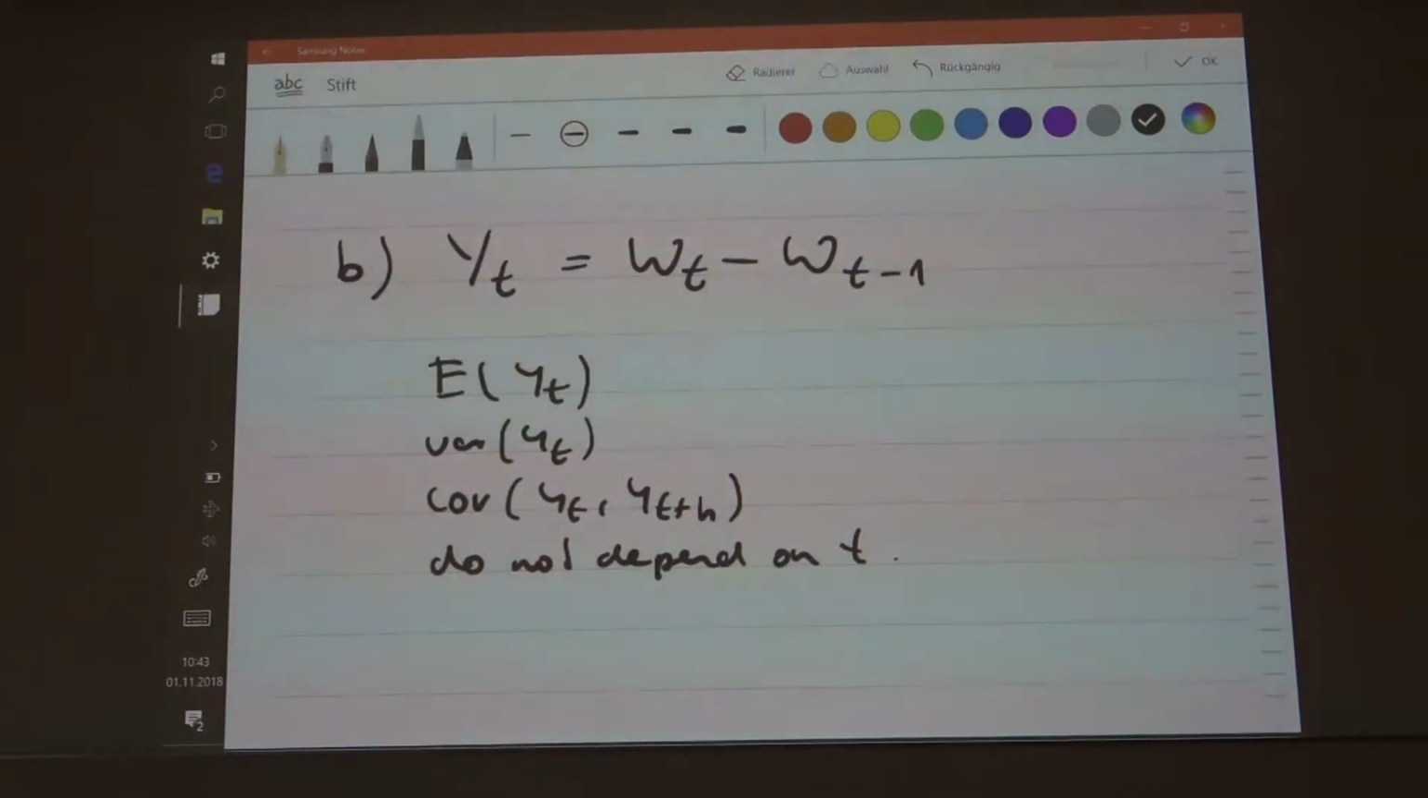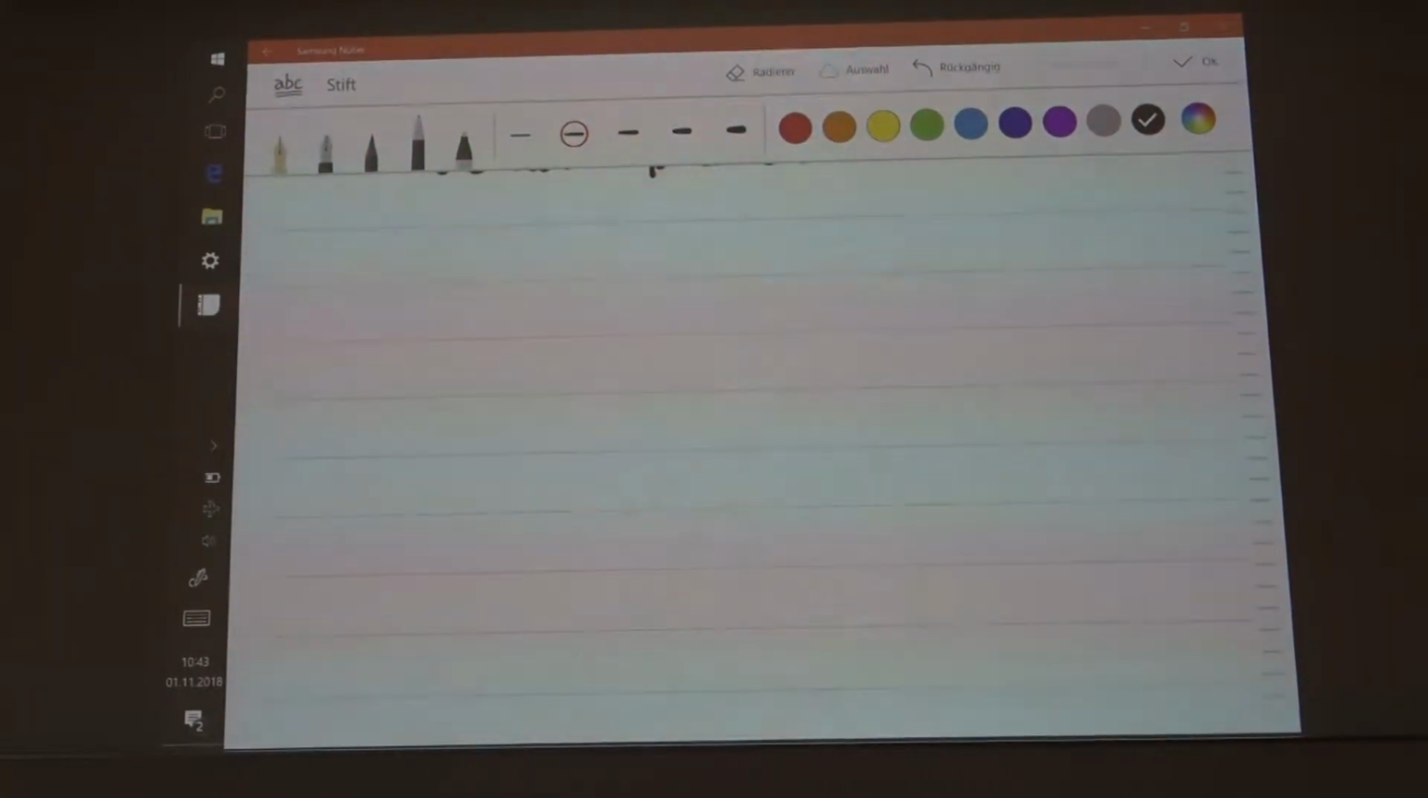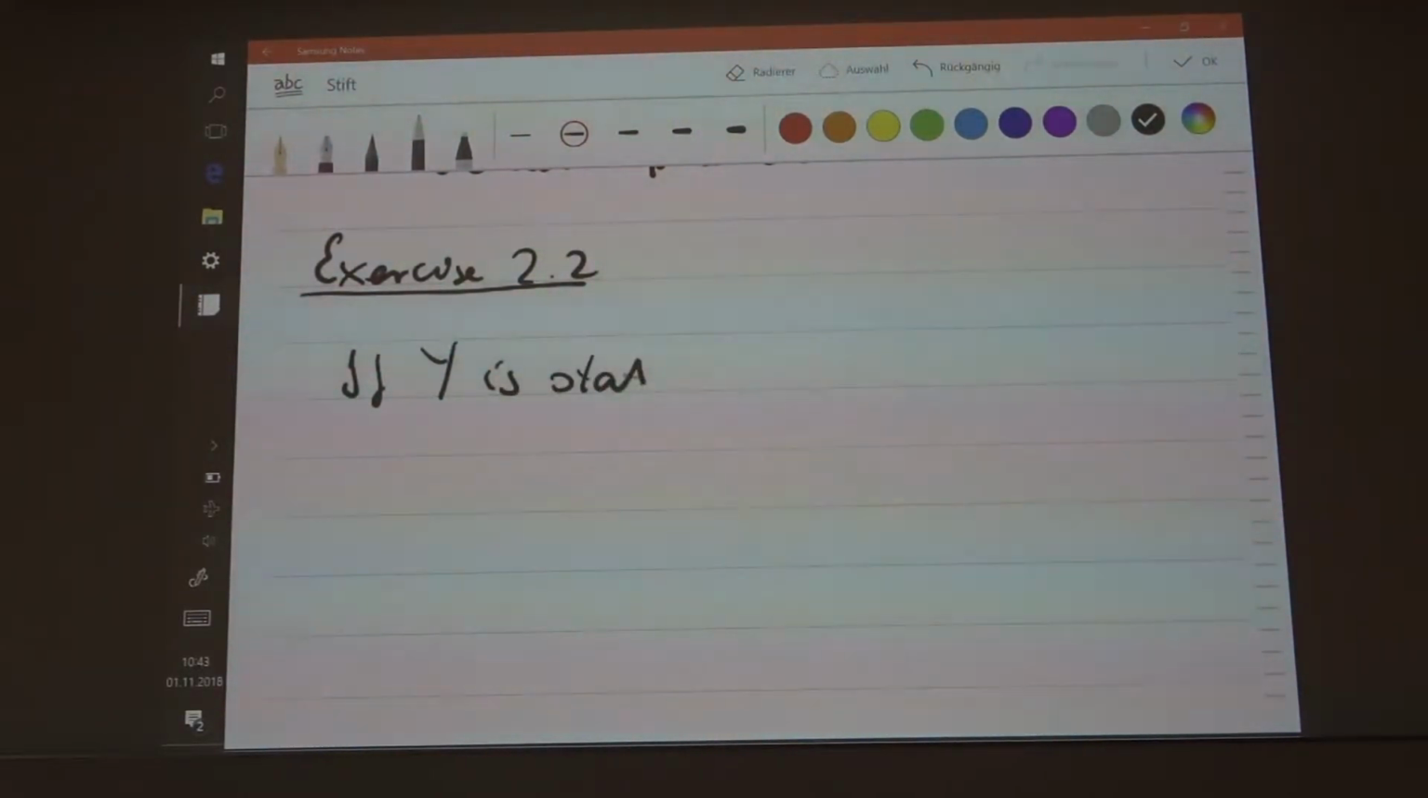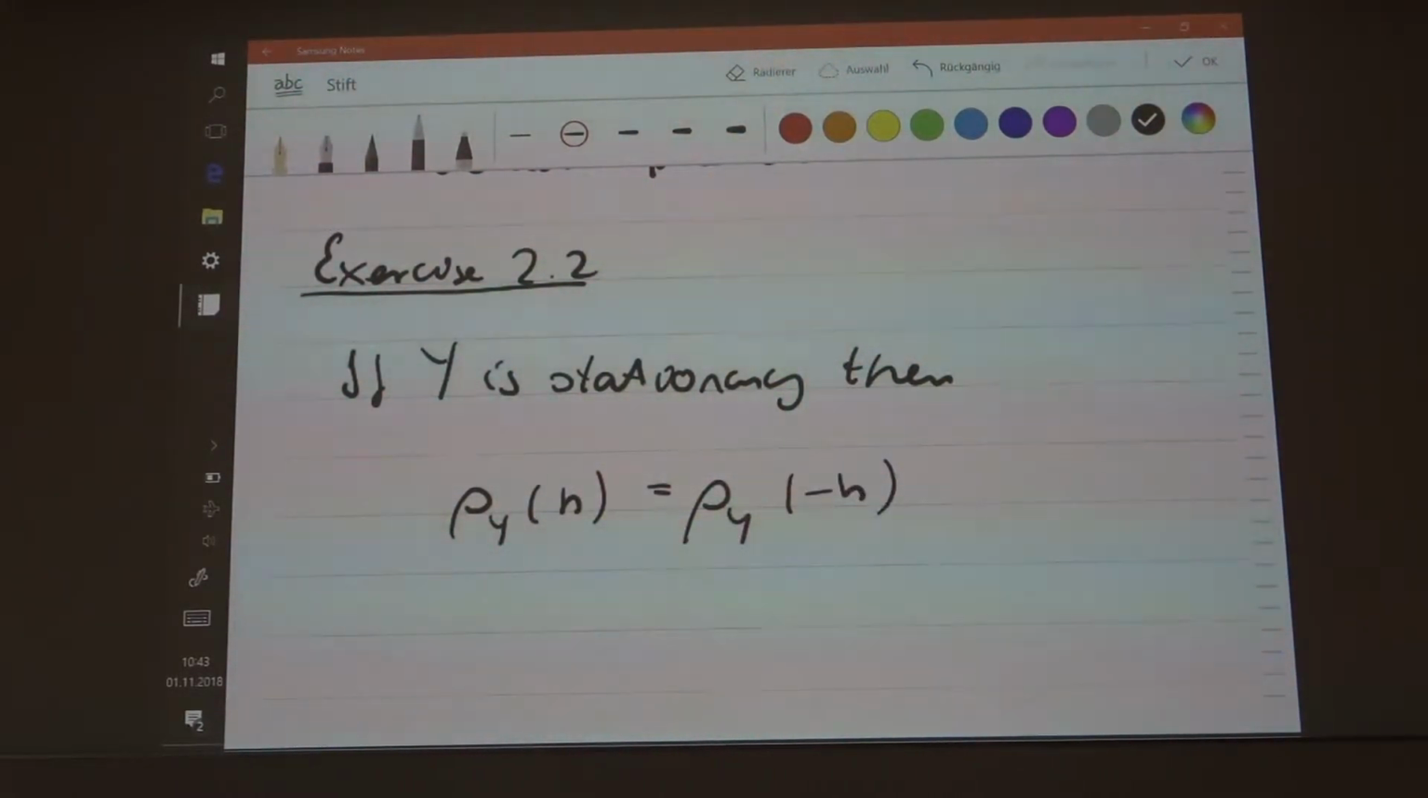Good. Now, second exercise, we did this already, so I'm just going to repeat the result. This is exercise 2.2, and we have shown this already, so I'm not going to do this again. The statement was, if a stochastic process is stationary, then of course the autocorrelation with respect to h is going to be equal to the autocorrelation of the process with respect to negative h. So this is going to be the same thing.